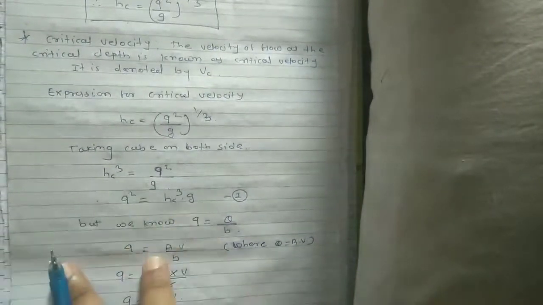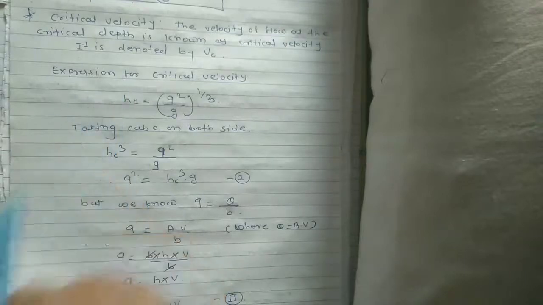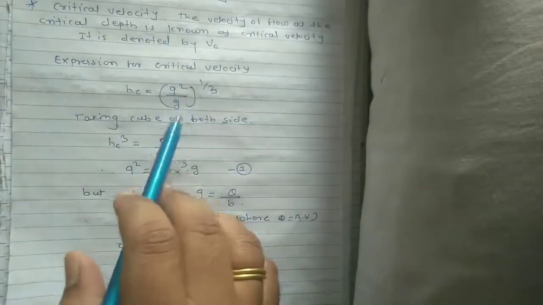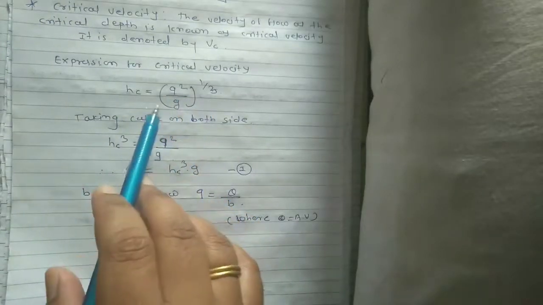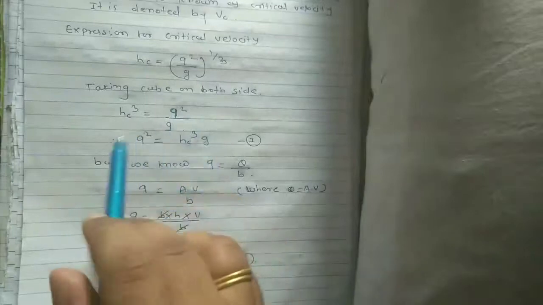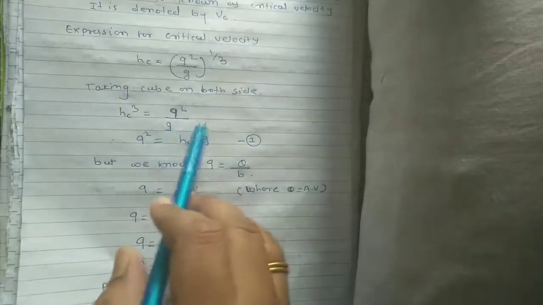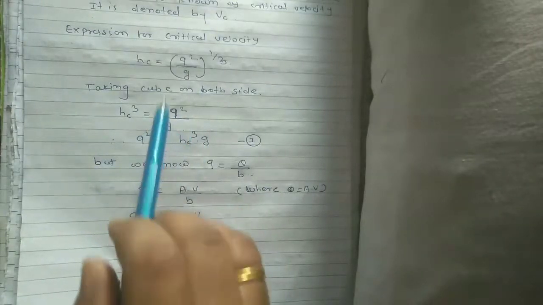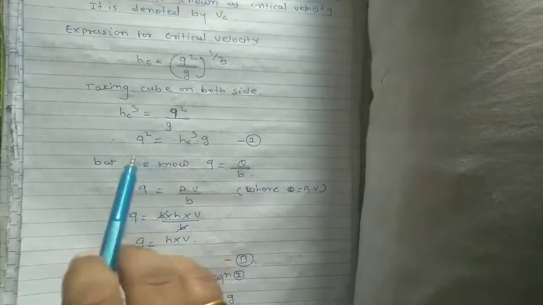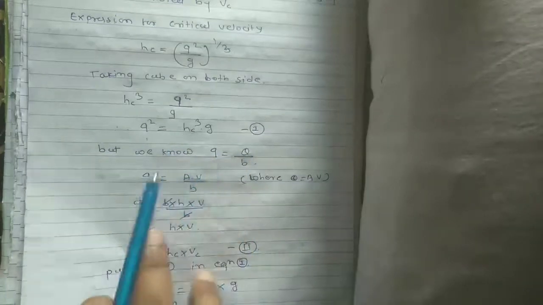Now similarly we have to find out the equation of vc, the critical velocity. Now the expression for critical velocity. As we know, the critical depth hc is equal to (q square by g) whole raised to power 1 by 3. Now taking the cube on both sides, we get hc cube is equal to q square by g. Therefore q square is g into hc cube, right?